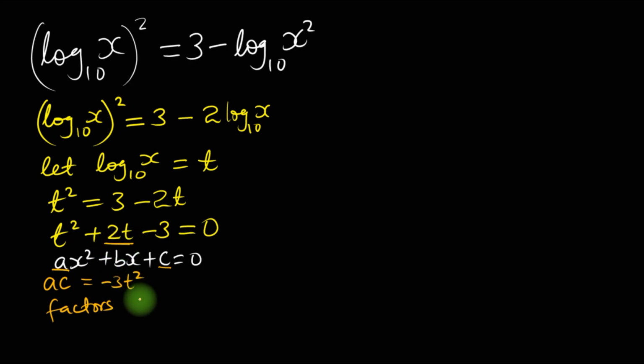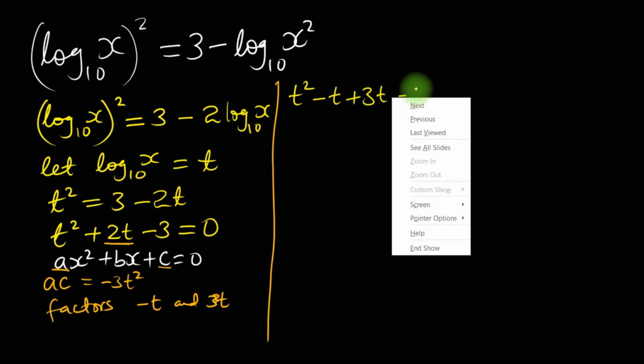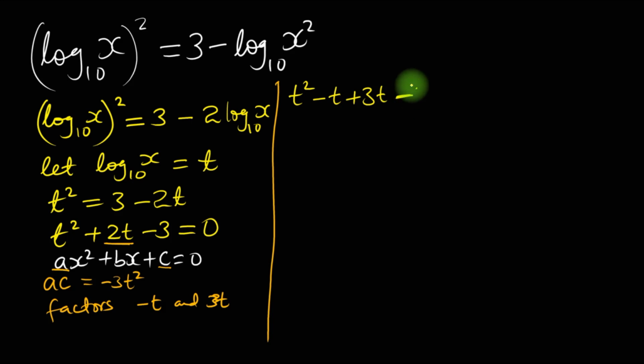The factors will be minus t and 3t. You can see minus t times 3t is minus 3t squared, and if we add, we get 2t. So that's what we are going to use in our question here. We write it in the expanded form, that is, splitting the middle term. So this will be t squared, 2t will be the same as minus t plus 3t, then minus 3 equal to 0.